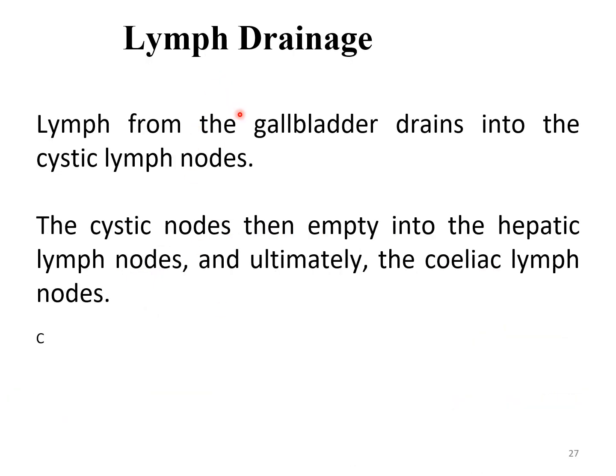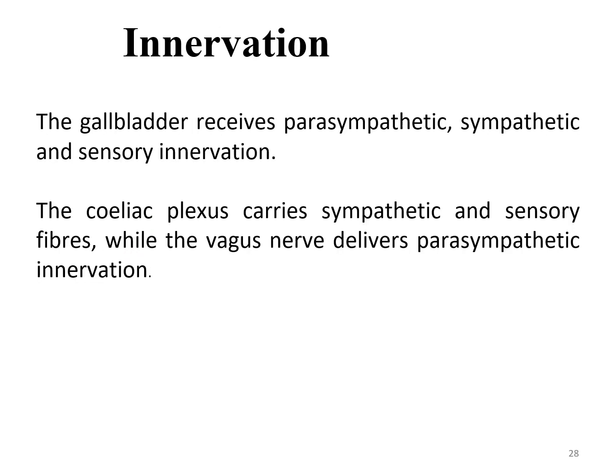Lymphatic drainage. The lymph from the gallbladder drains into cystic lymph nodes. The cystic lymph nodes empty into hepatic lymph nodes and ultimately celiac lymph nodes. The arterial supply, cystic artery; the vein drainage, cystic vein; and lymph nodes, cystic lymph nodes. Easy to remember. About the innervation. The gallbladder receives parasympathetic, sympathetic, and sensory innervation. The celiac plexus supplies parasympathetic, sympathetic, and sensory fibers. The vagus nerve delivers parasympathetic innervation.